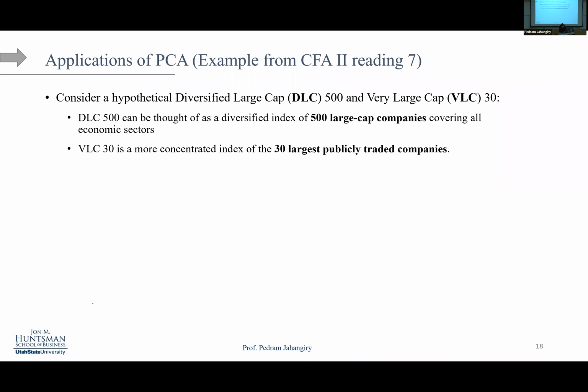So our large cap portfolio is 500 equities, right? And so we have 2 portfolios, DLC, diversified large cap, 500 stocks or equities, and VLC, very large cap. The very large cap is the top 30 giant companies, right? Large cap refers to market cap, its size. So Apple, Microsoft, Google, Tesla, and so on.